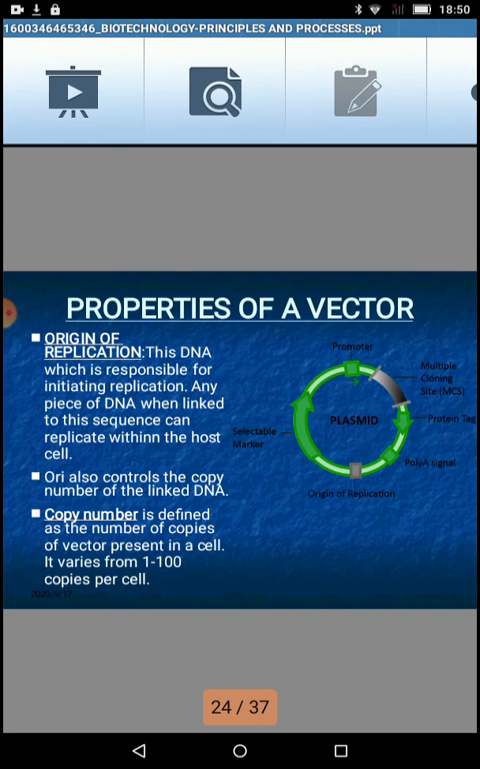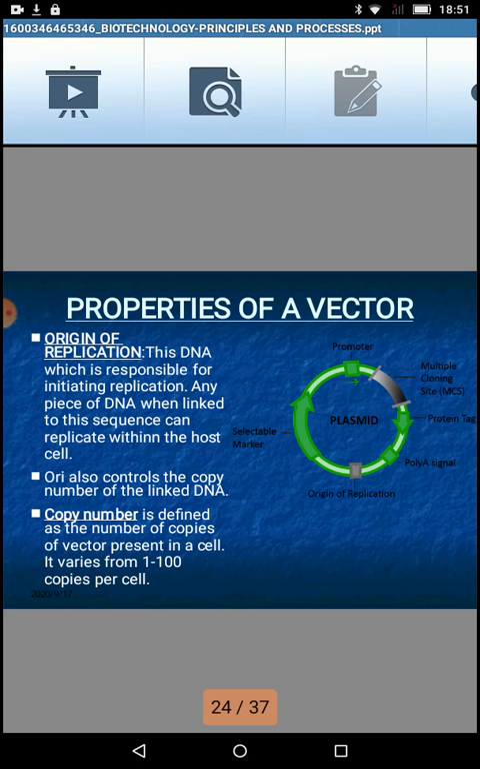Now what is origin of replication? I am reading the slide. This DNA is responsible for initiating the replication. Any piece of DNA when linked to the sequence can replicate inside the host cell. ORI also controls the copy number of the linked DNA. Copy number is defined as the number of copies of vector present in a cell. It varies from 1 to 100 copies per cell.